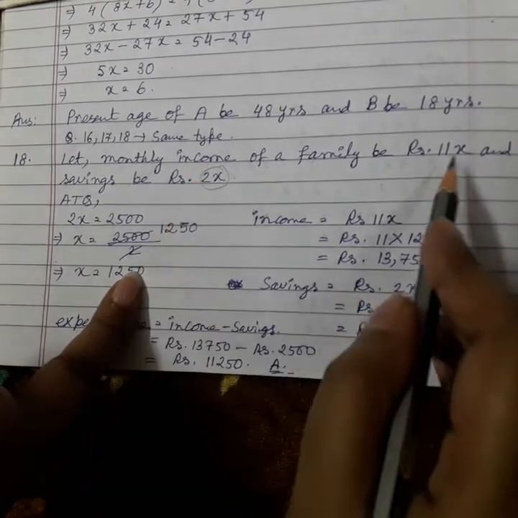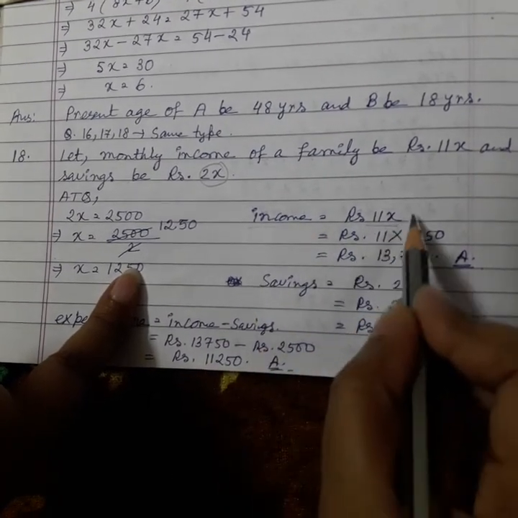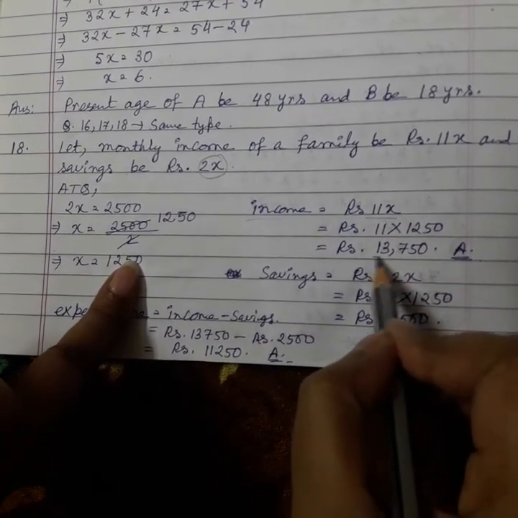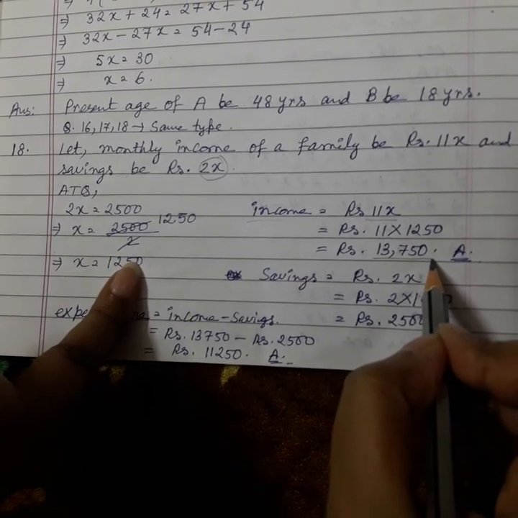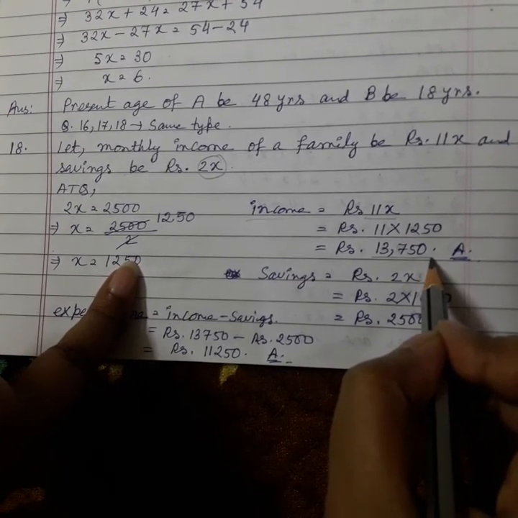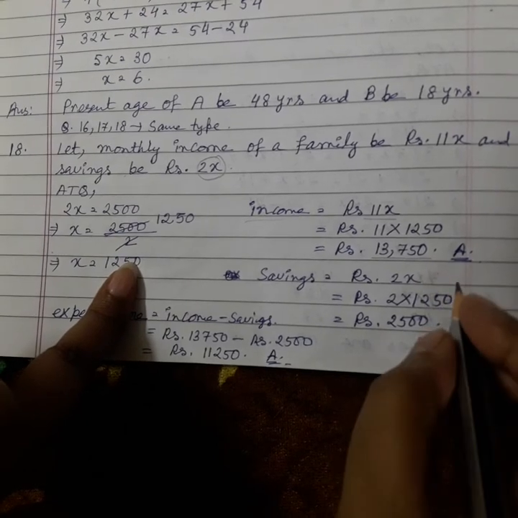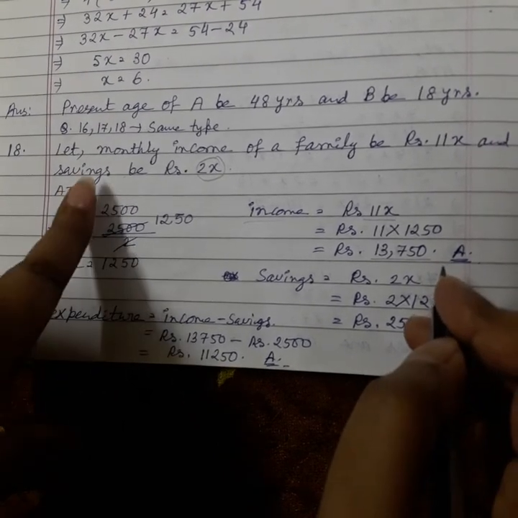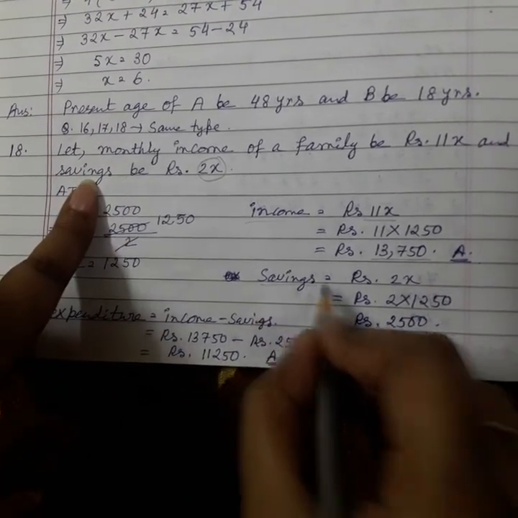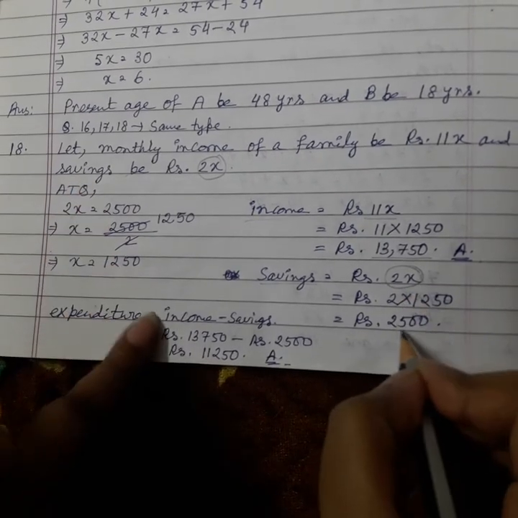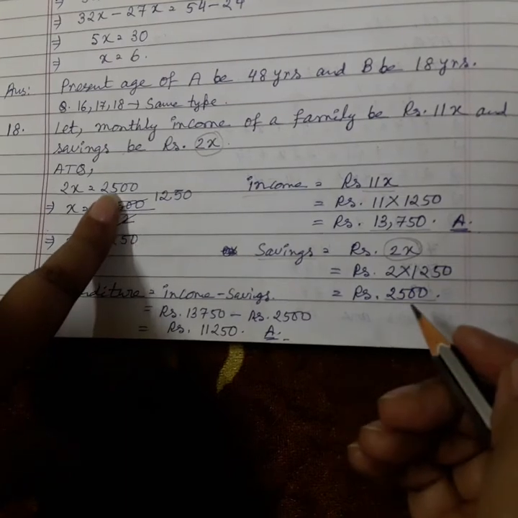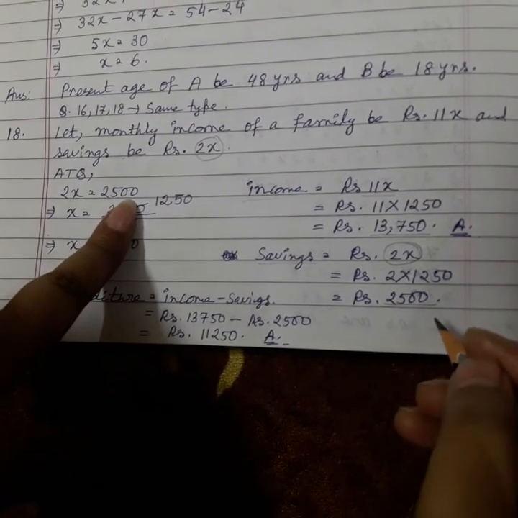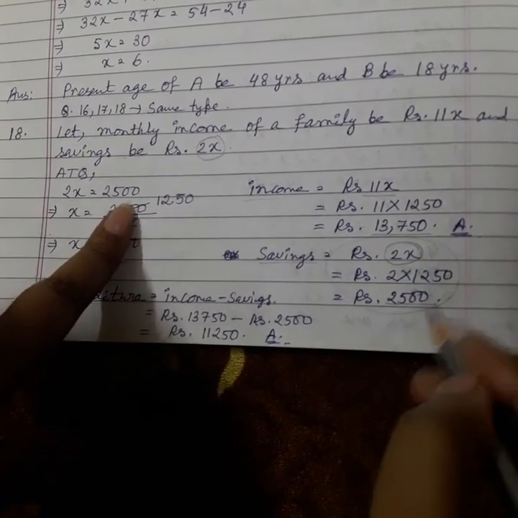So income means 11x. So in income 11x we put the value of x. So it's coming 13,750. And then you have to find the expenditure. So to find the expenditure from income we have to minus the savings because savings is there. So first we have to find savings. Savings means 2x. We put the value of x. So it's coming 2500. Already savings is given also 2500, so directly also you can write without finding this.